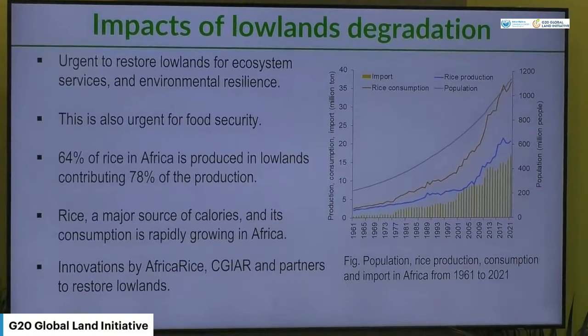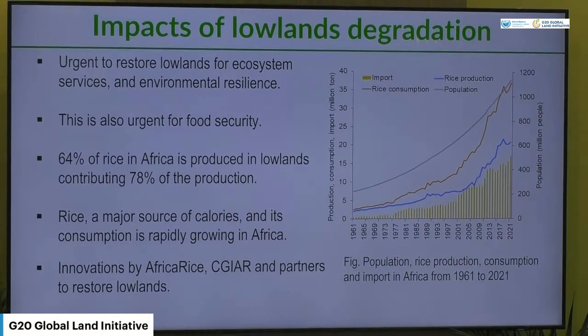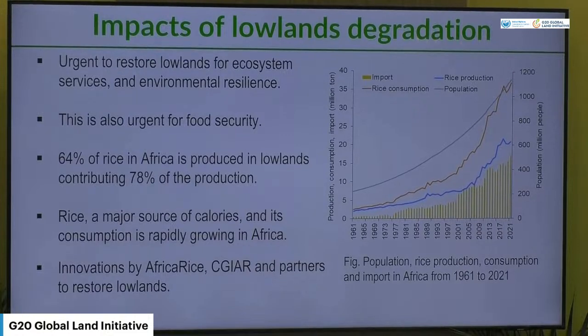CGIAR, including AfricaRice and other CGIAR partners, and the national partners have contributed to the development of innovations that help to preserve lowlands and the ecosystem services that they provide, while contributing to food security.